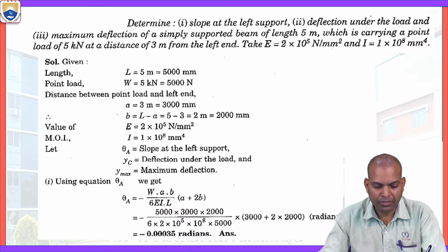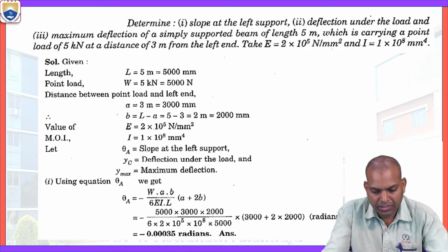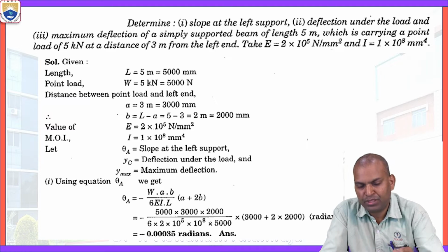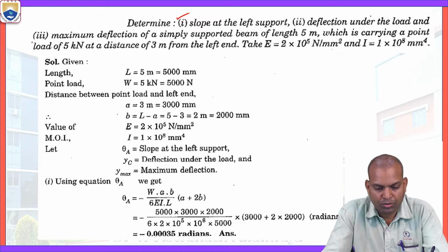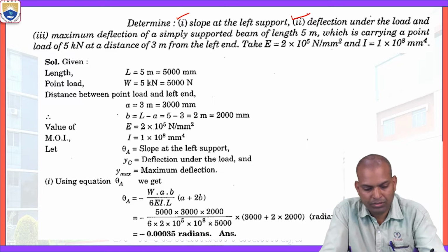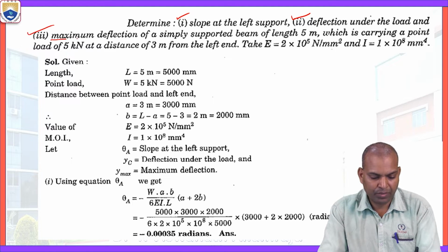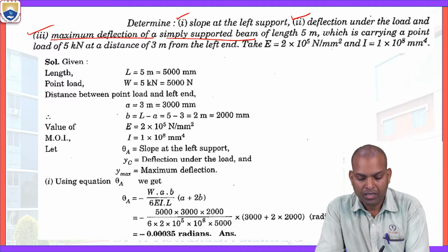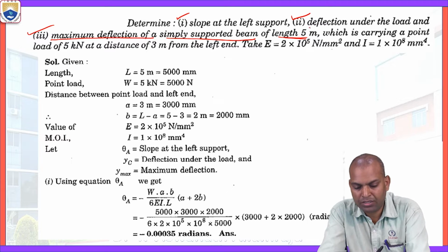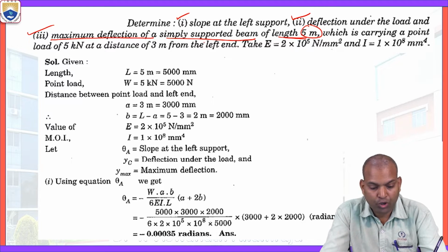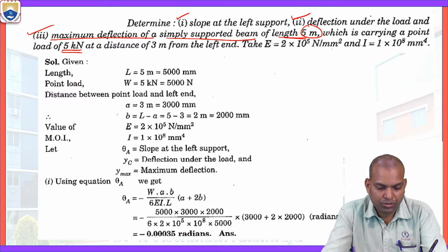Now, how to apply those formulae in solving problems? Consider the problem: determine the slope at the left support, the deflection under the load, and the maximum deflection of a simply supported beam of length, where L is the span between two supports, 5 meters, which is carrying a point load of 5 kilonewtons.